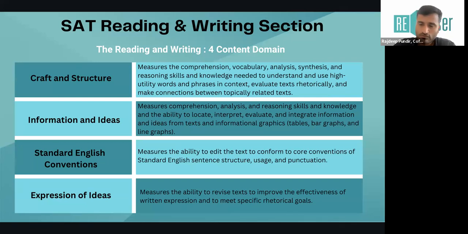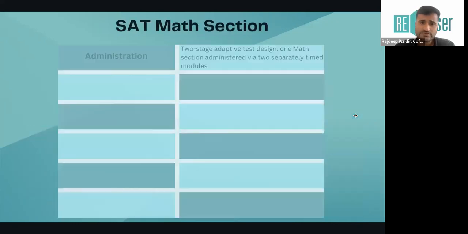And then the next 2 content domains are standard English convention and expression of ideas, which largely test your grammar skills, right? Your sentence correction, usage, punctuation, semicolon, colon, dashes, all the rules which are related to English grammar will get tested here. And similarly, they'll also test you on your rhetorical skills. So these are the 4 major content domains in which you will be tested in your English component, which is the reading and writing section. Then comes the math section.